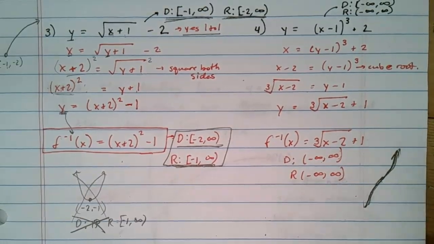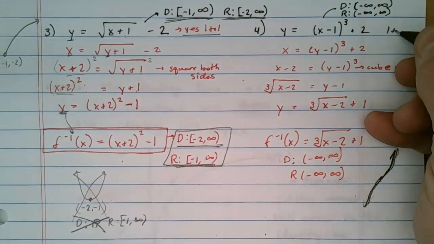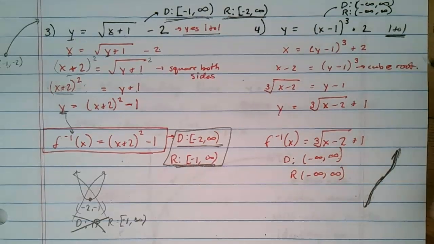Okay, so draw my cubic function here. That's what it looks like. Passes the vertical line test, passes the horizontal line test. Therefore, guess what? It's 1 to 1. I can find the inverse.